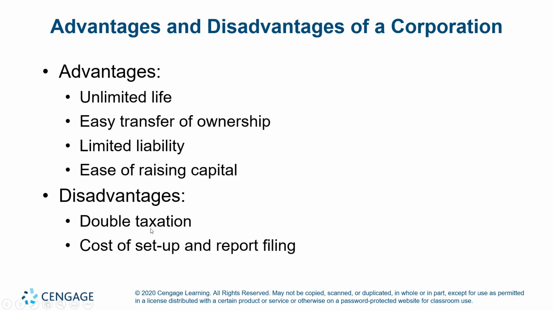Finally, some corporations can elect to be taxed as if the business were a proprietorship or partnership if the corporation meets certain requirements regarding size and number of stockholders, and such firms are called S corporations.